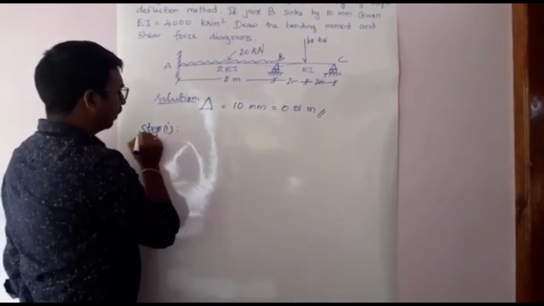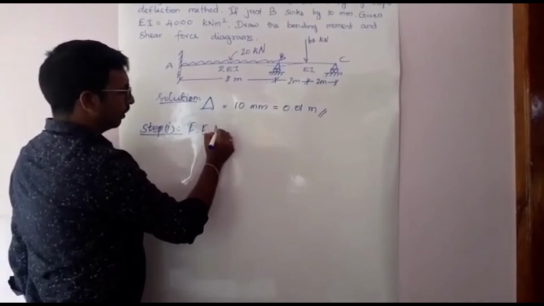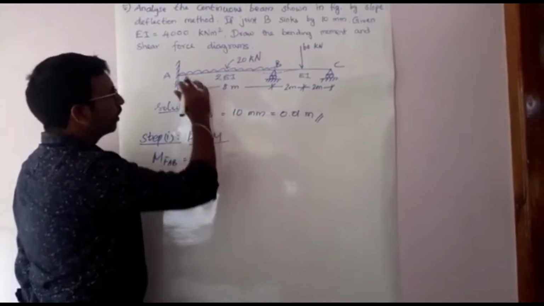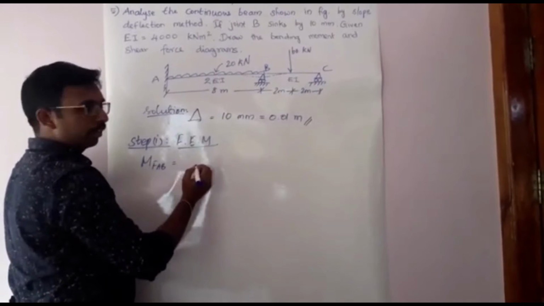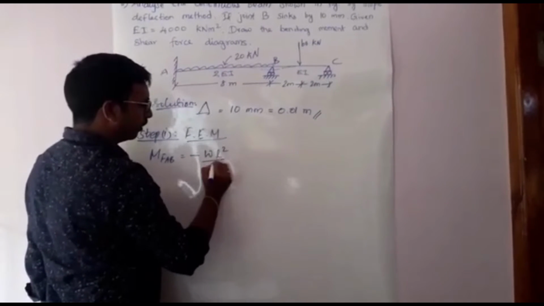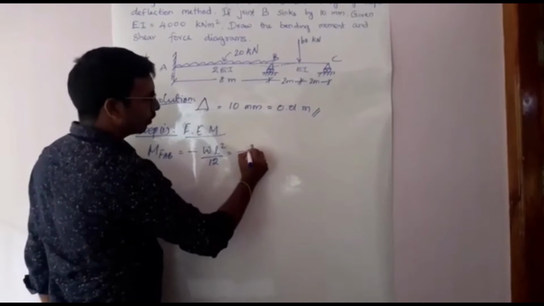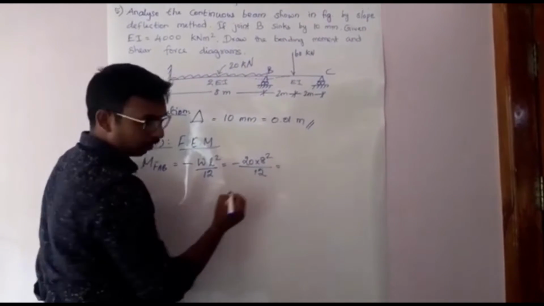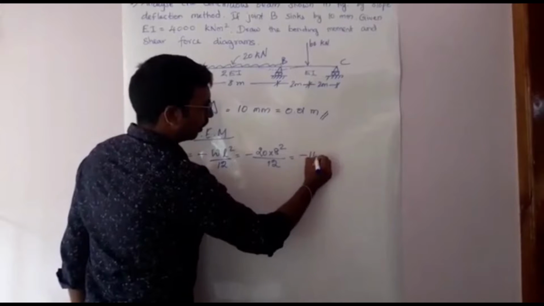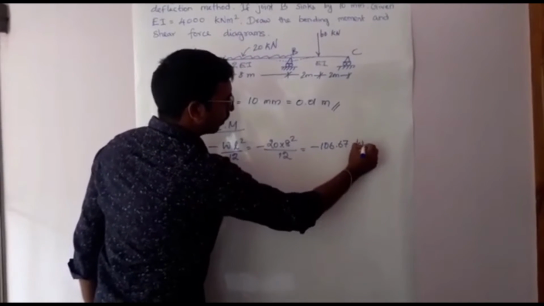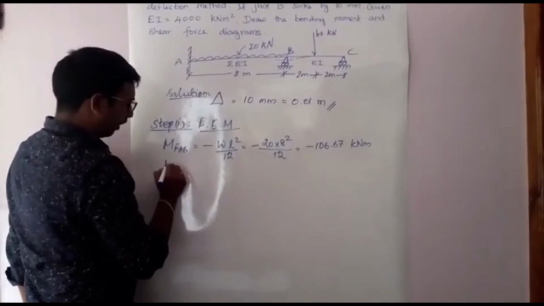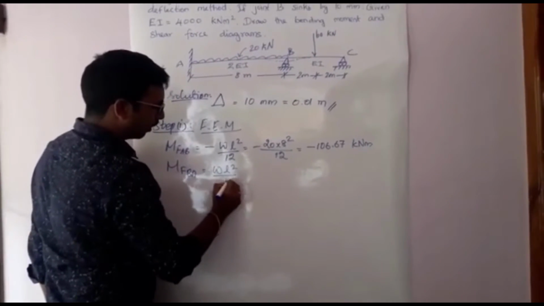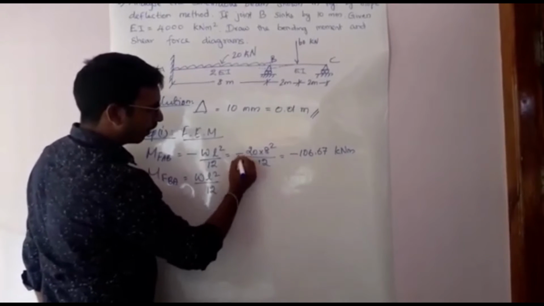So step 1, fixed end moments. For AB, it has a UDL. So M of AB equals minus WL square by 12, which is minus 20 into 8 square divided by 12. As usual, you will get the value minus 106.67 kilonewton meter. Likewise, M of BA is WL square by 12, only the negative goes, so you will get 106.67 kilonewton meter.